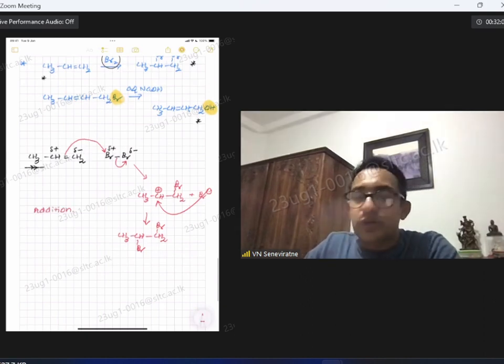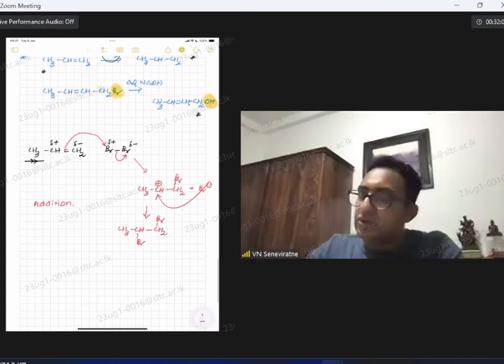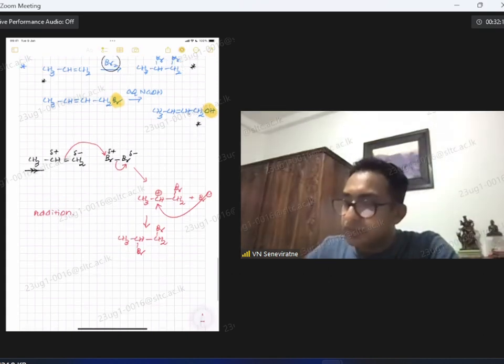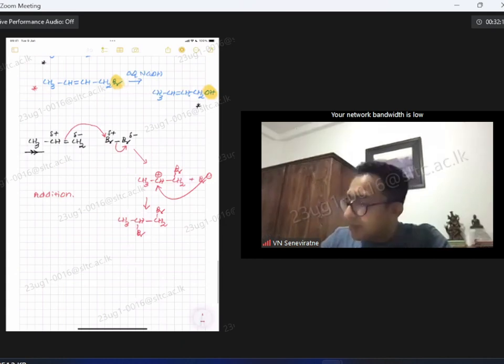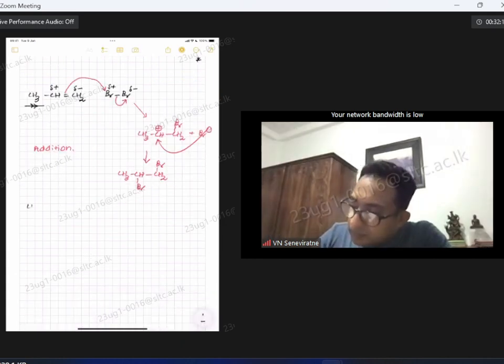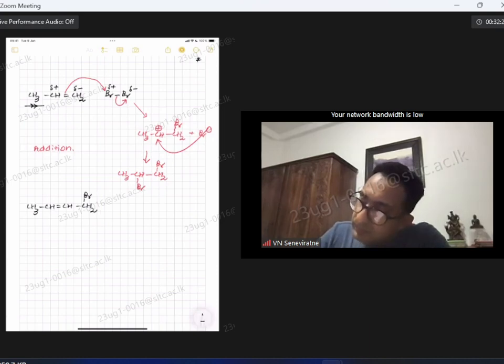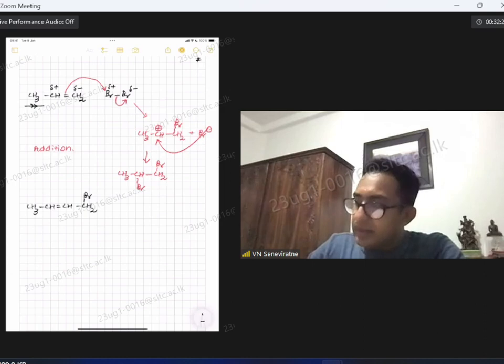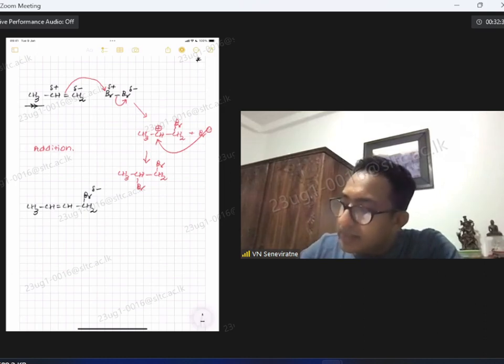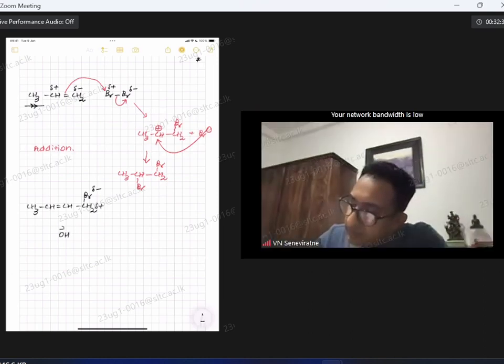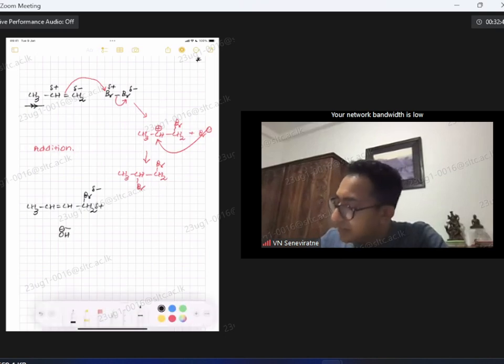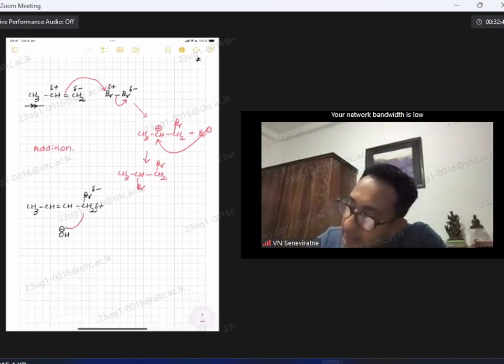Right? Can you try to write the mechanism for the second one? This one. If it is a substitution, you all know how to get the substitution. How can you write the mechanism for the substitution? Let's say CH3, CH, double bond CH, and then CH2Br. And then bromine is delta minus, and that carbon is delta plus. And you have a hydroxyl ion. So now what will happen is this hydroxyl attacks onto that carbon, and then the carbon-bromine bond will break.